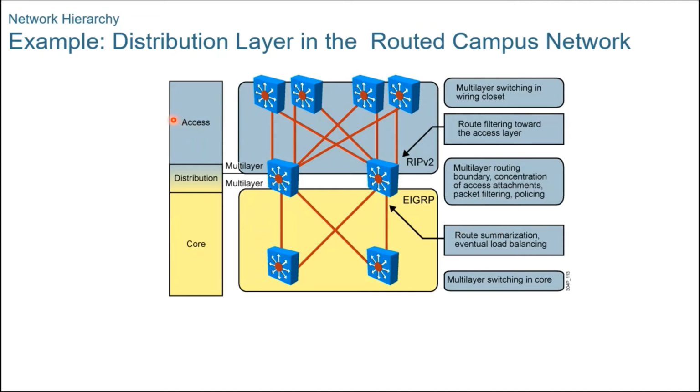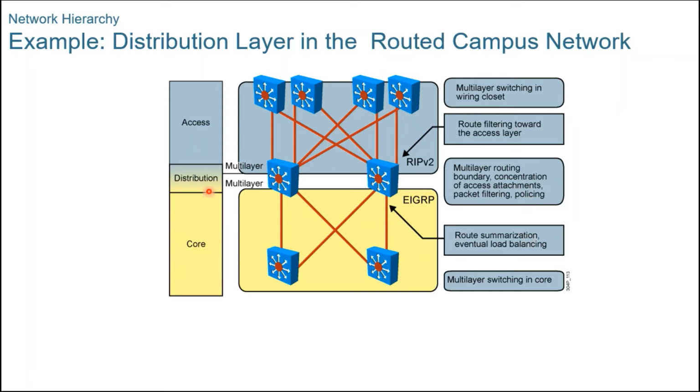Let's have the distribution layer example. This figure shows a sample network with various features of the distribution layer. Following are the characteristics of the distribution layer in the routed campus network shown in the figure. Multilayer switching is used to forward the packets going to the access layer, and in this case, within the access layer. Multilayer switching is performed in the distribution layer and extended towards the core layer.